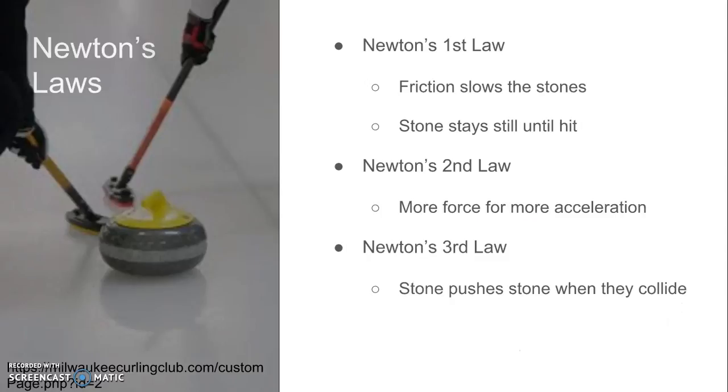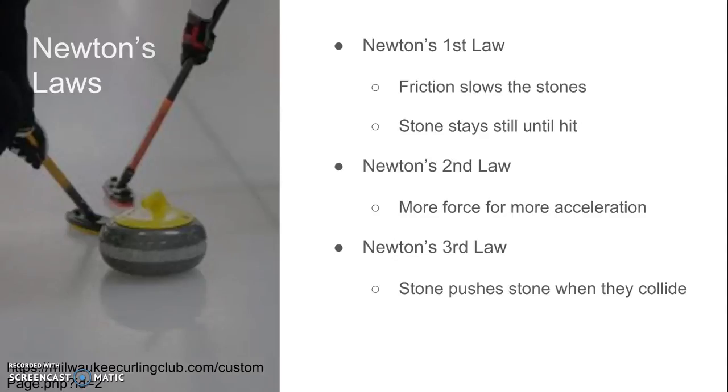Newton's first law is that an object at rest stays at rest and an object in motion stays in motion. This means that the stone would keep going on unless it was acted on by an outside force, which is the friction, which slows it down. When the stone stops, it will also stay still until another stone comes and hits it and moves it.